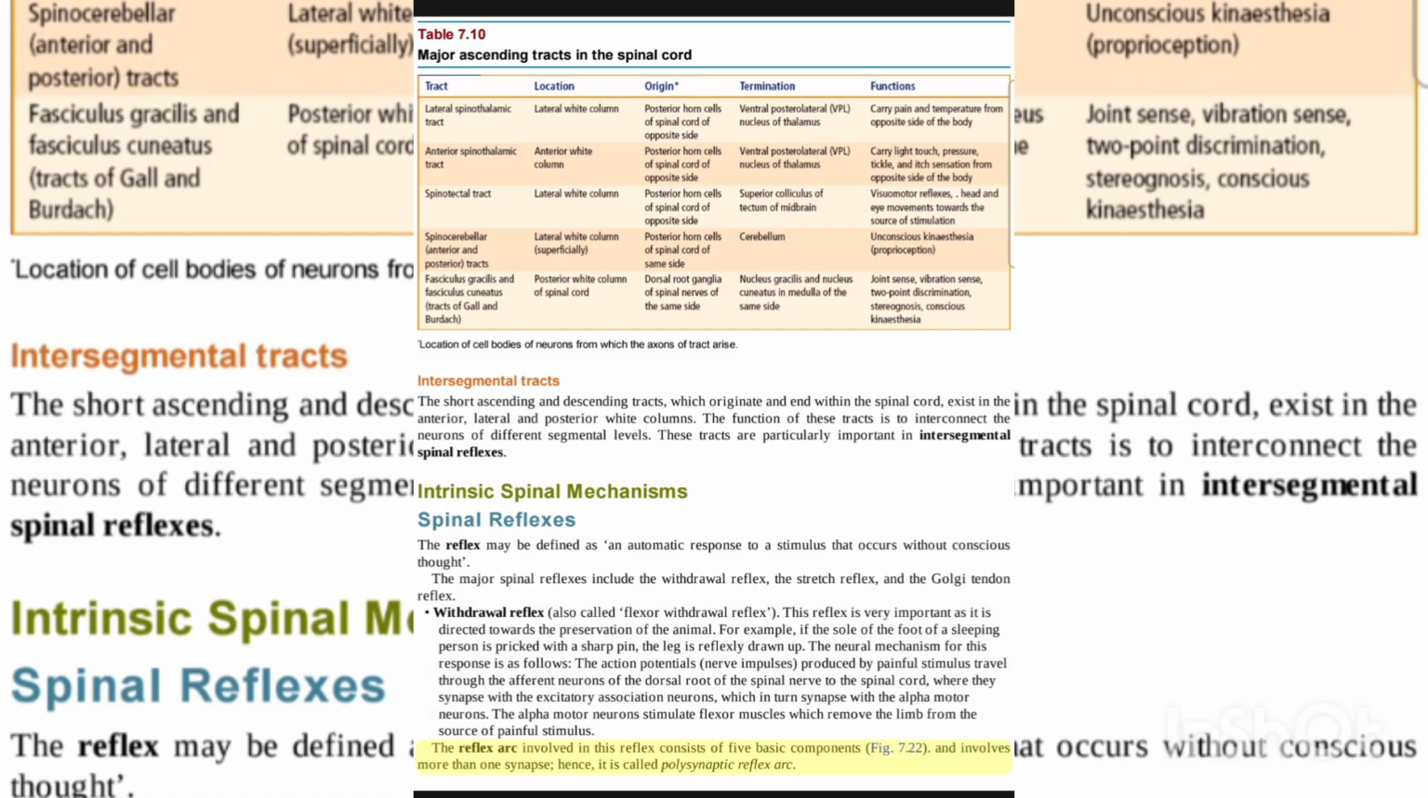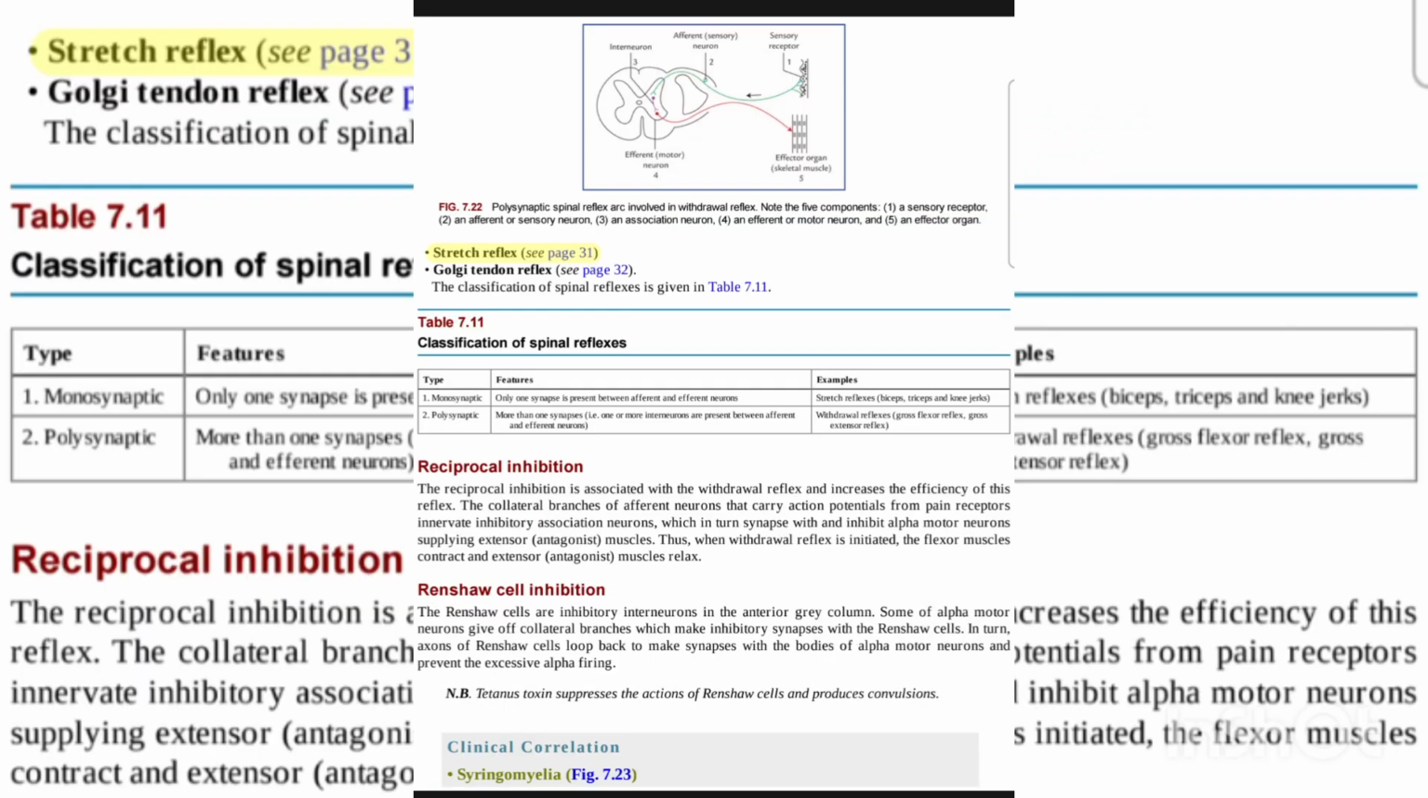The reflex arc involved in this reflex consists of 5 basic components, Fig. 7.22, and involves more than one synapse, hence it is called a polysynaptic reflex arc. Stretch reflex, see page 31. Golgi tendon reflex, see page 32. The classification of spinal reflexes is given in Table 7.11. Table 7.11, Classification of spinal reflexes. Reciprocal inhibition.